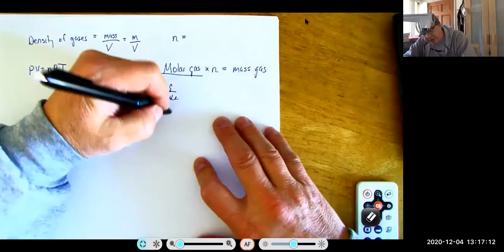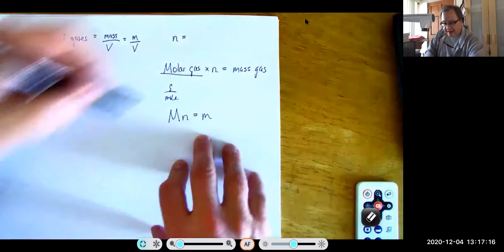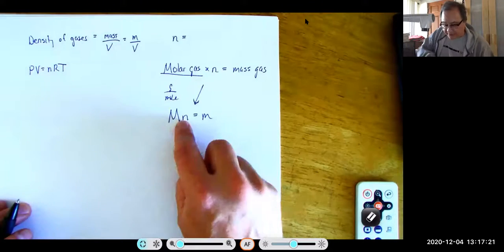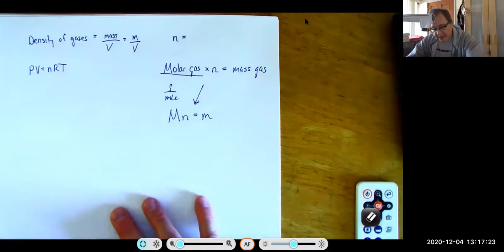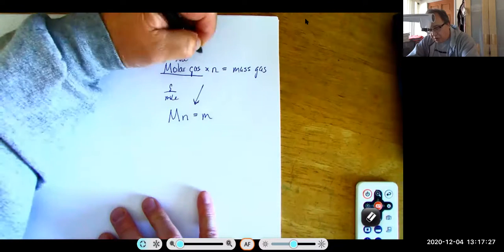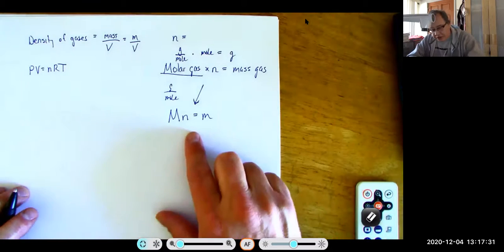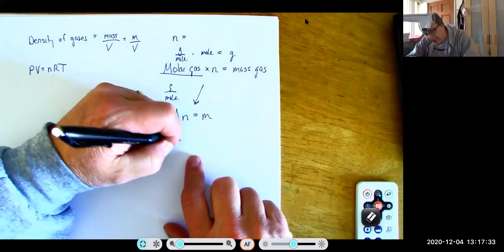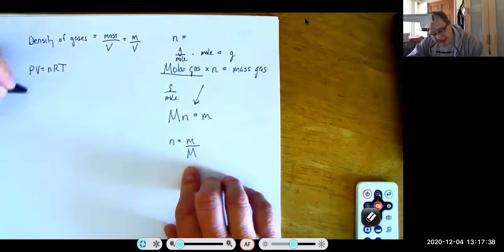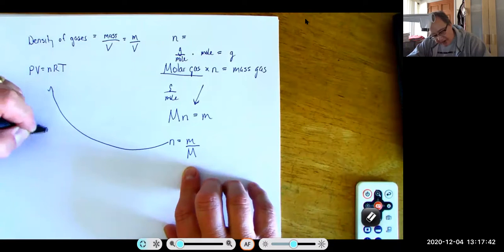So here we can say that the molar mass times n is equal to the mass of the gas. That comes from here. The molar mass of a gas times the moles of the gas is equal to the mass of the gas. The way I know this is because this is grams per mole, this is moles, and so we get grams. So that means that n is equal to the mass of the gas divided by the molar mass of the gas. We can substitute that in here and get PV is equal to m over M RT.